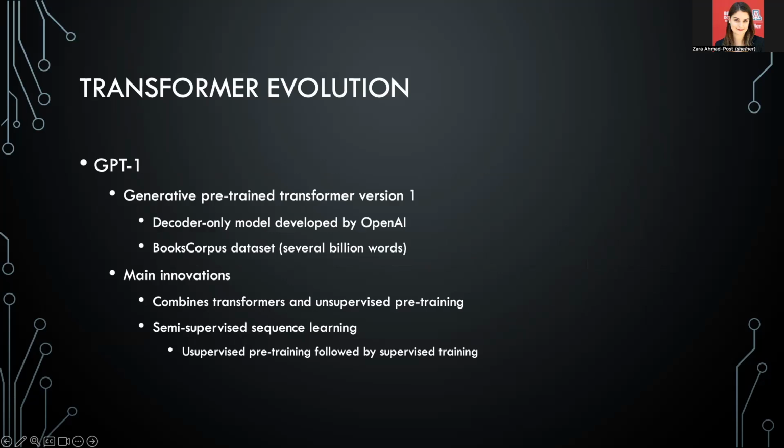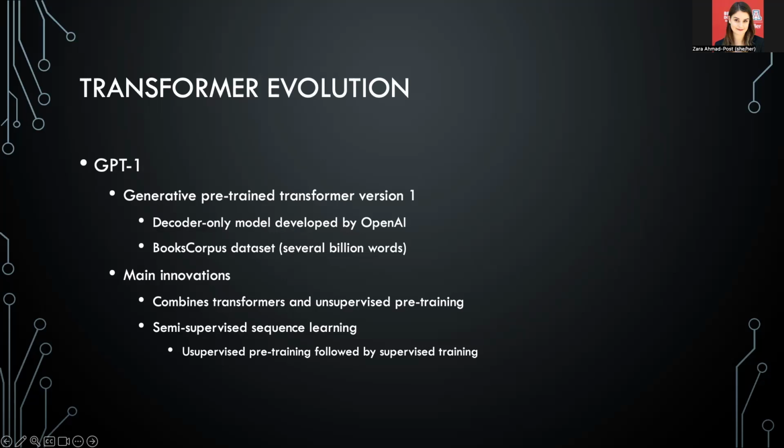So let's talk through how transformers evolved in the last 6 years or so. GPT-1 came out in 2018, I think, pretty sure. And this is the first, so GPT stands for Generative Pre-trained Transformer. So GPT-1 is Generative Pre-trained Transformer version 1.